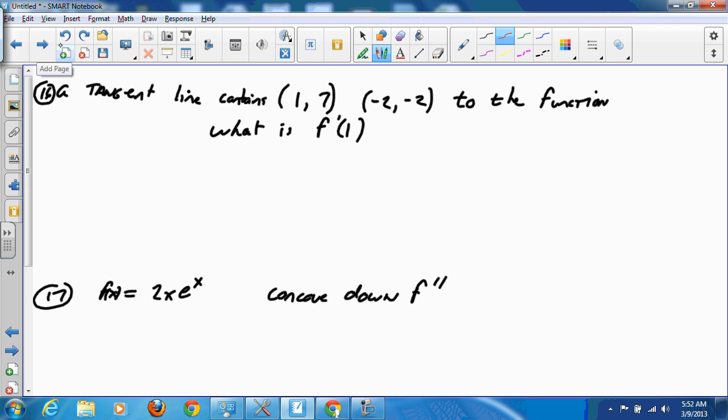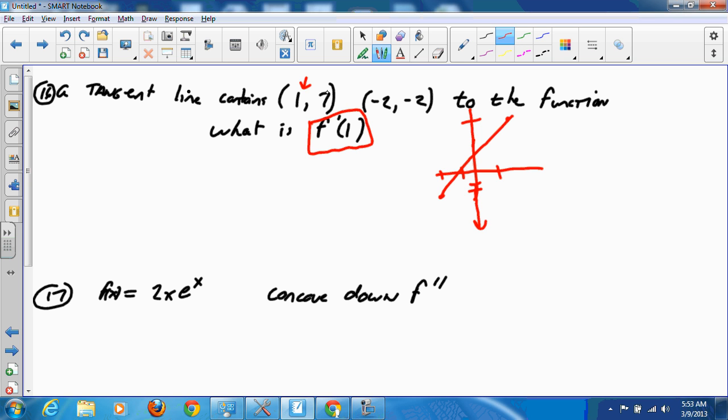Number 16, the tangent line contains the points (1, 7) and (-2, -2) to a function. So basically, graphically, what this would look like, you don't have time to do this on the test, but let's just double check and make sure we conceptually understand what's going on. So we have a point here, and then we have a point (-2, -2), and we have a tangent line going through there, and they're asking, what is the derivative at 1?